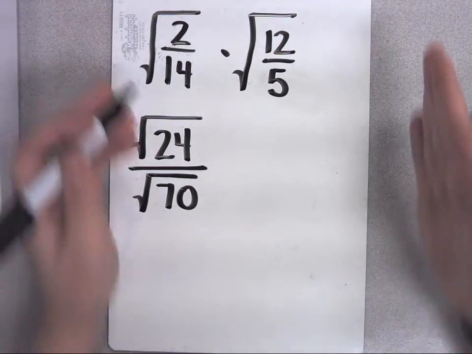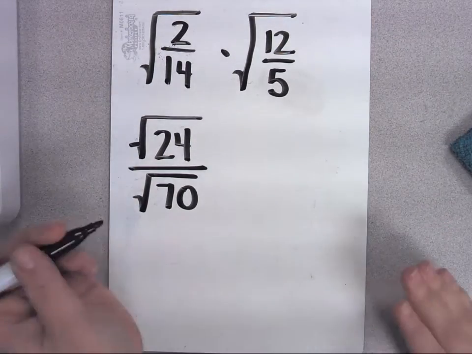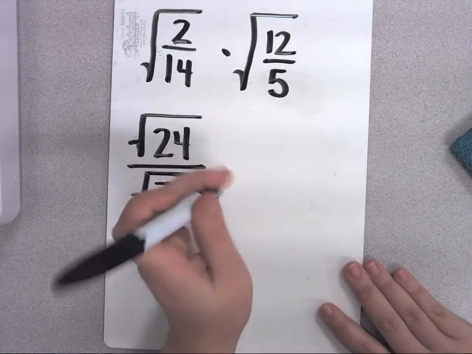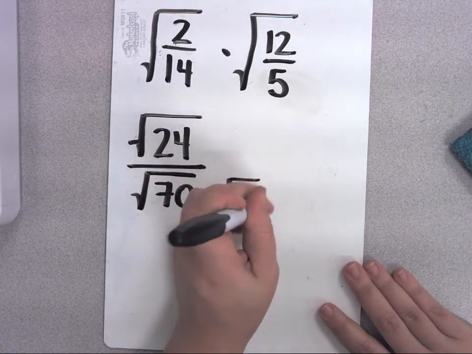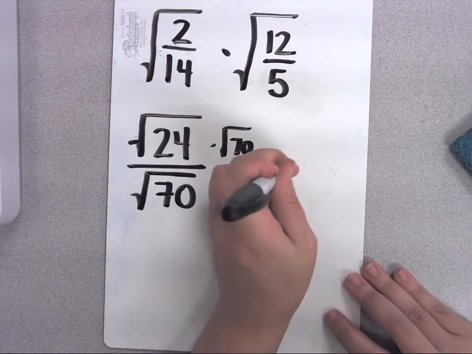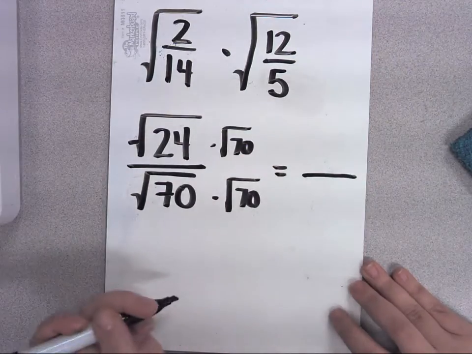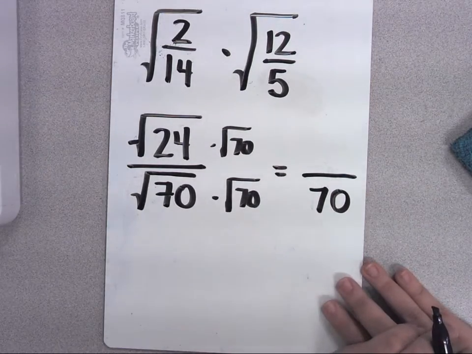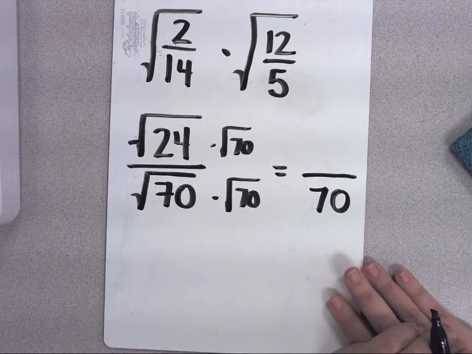Okay, now we have a fraction, and I already wrote my separate. Again, how do we get rid of a radical on the bottom? Because we're not allowed. Yep. Multiply everything by the denominator. The denominator just turns into 70. What's the numerator? That's going to be an ugly number.